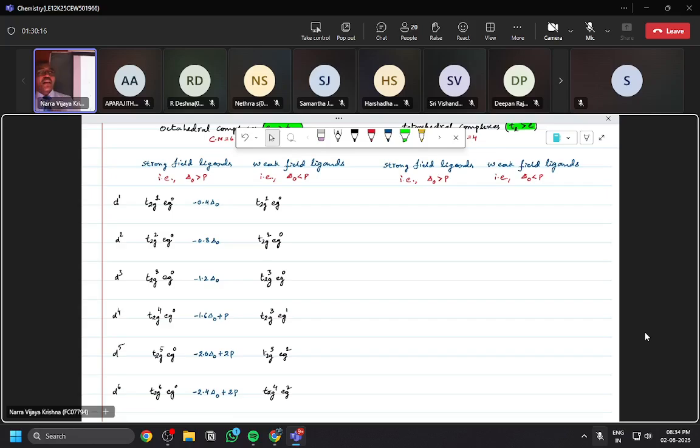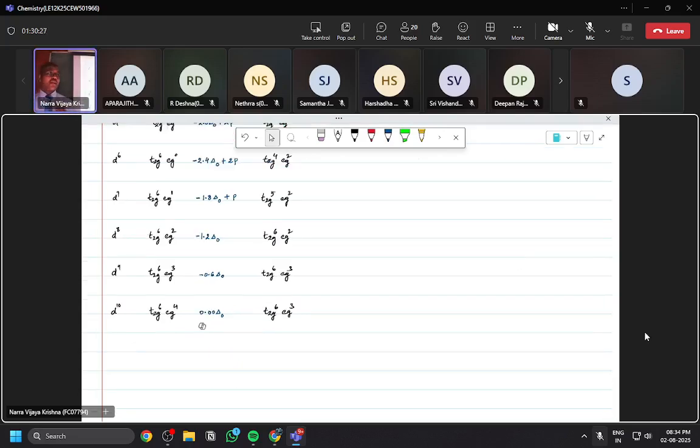The next concept is color of complexes. Hardly we have color of complexes, one concept. Then organometallic complexes, then metal carbonyls, stability of complexes, then applications of complexes. If you discuss these 5 more topics, the coordination compounds chapter is over.